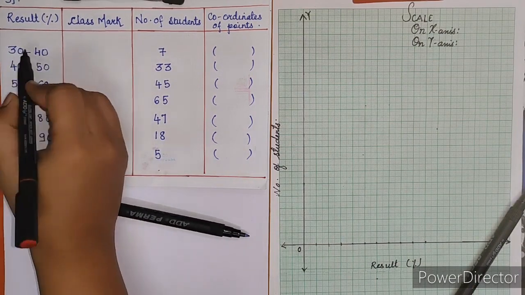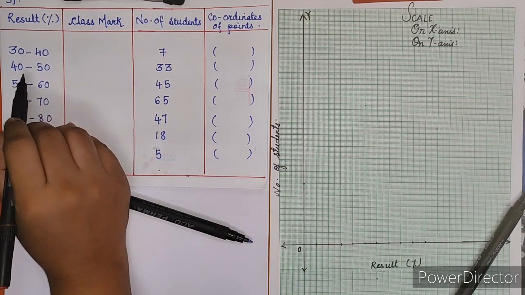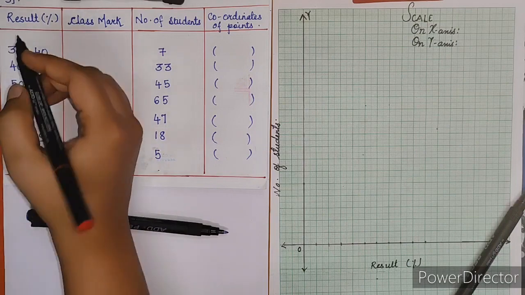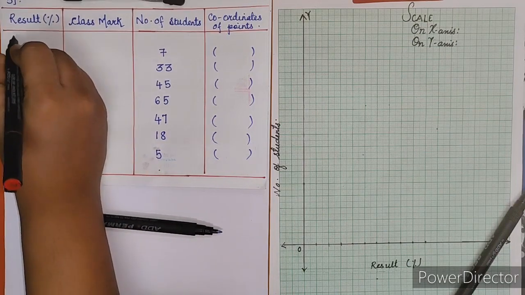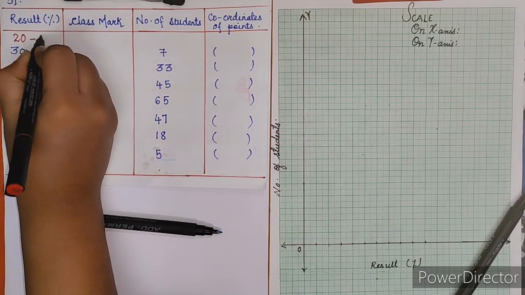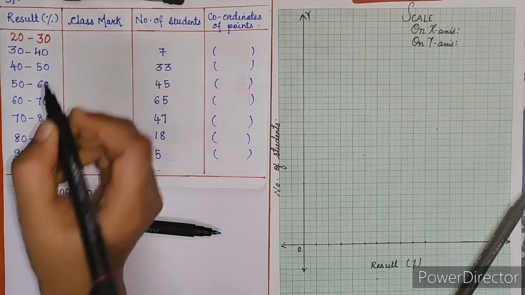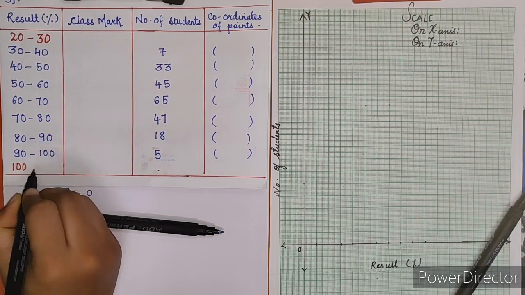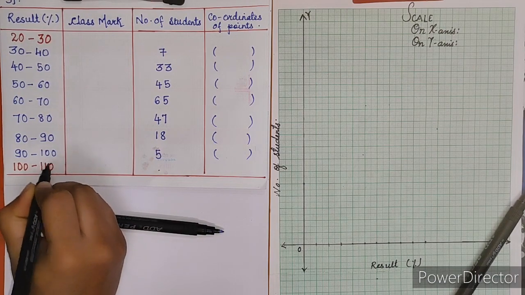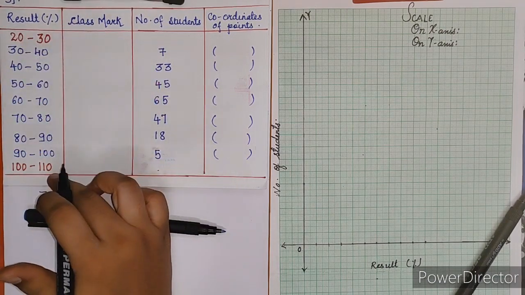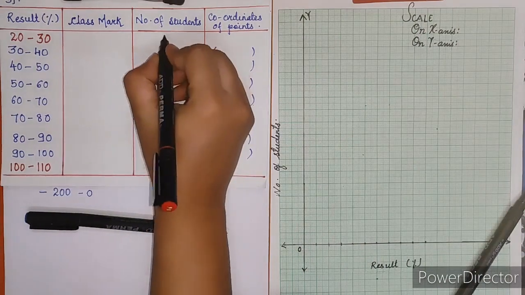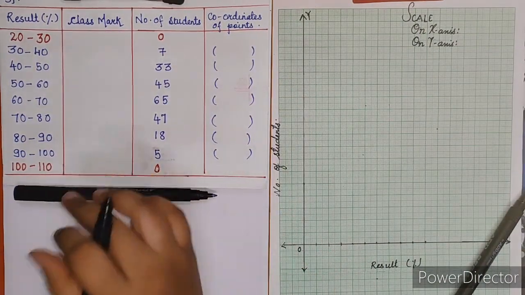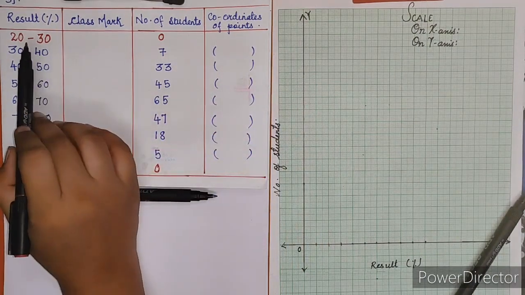40 minus 30 is 10. 50 minus 40 is 10, which means the class interval, the height of a class, is 10. So the preceding class will be 20 to 30 and the succeeding class will be 100 to 110. So now we got these two classes where the frequency will be 0. As we don't know the frequency, we have to start our graph from the axis.